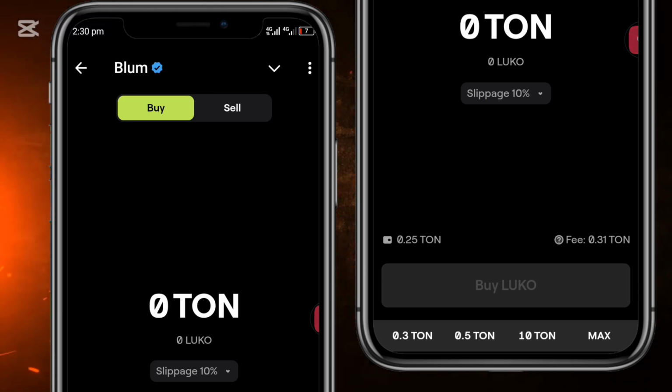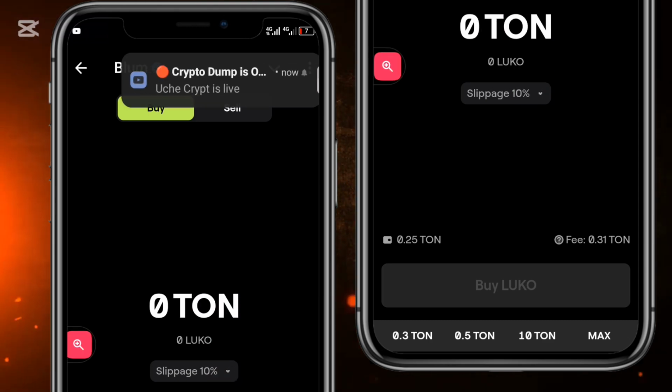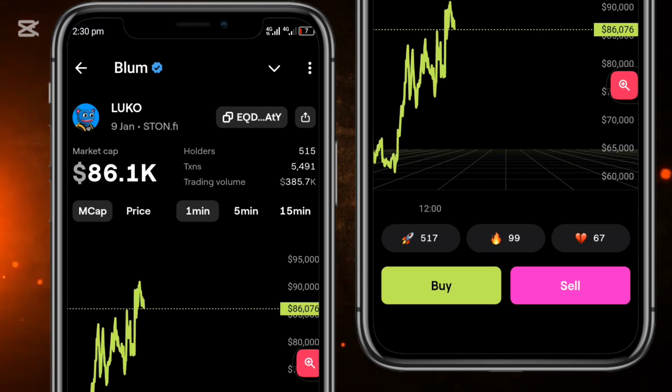But this is just the major thing you need to know. After you've done your research and you are satisfied with the token, you just need to fund your Tonkeeper with at least 0.3 TON. Then you go ahead and click on buy the token right here, and then you click on buy. So this is how to actually get to trade on the Blum Memepad.